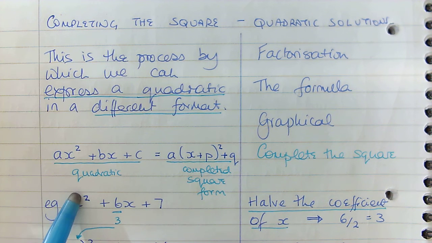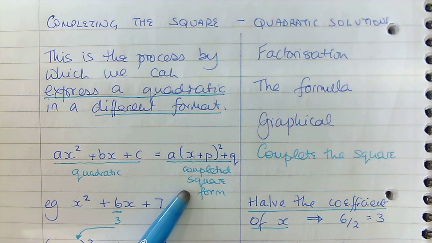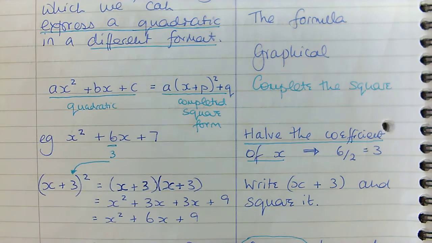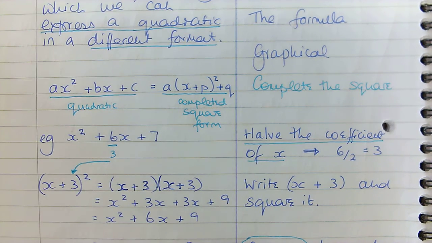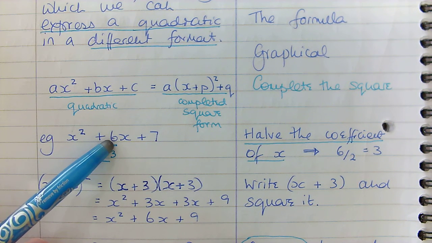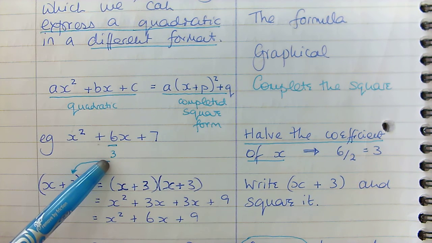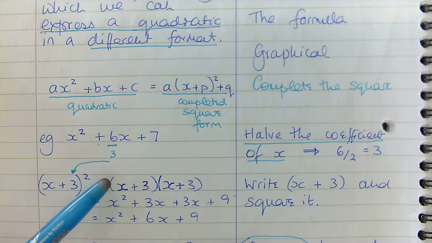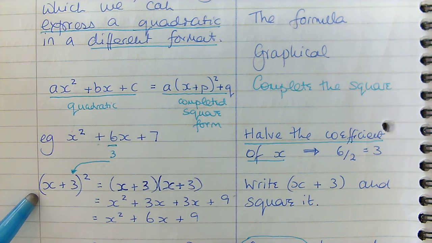So as you can see here, we have a standard quadratic format and then the completed square form. In order to do this, we would halve the coefficient of x. In the example here, the coefficient of x is 6, so half of that is 3, and we add x to that and square it. So that's what I've written here: (x + 3) all squared, and that gives us x² + 6x + 9.